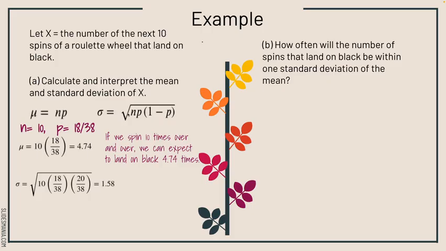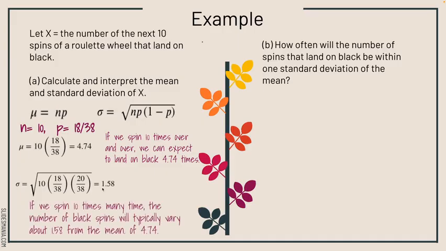Standard deviation, plug in the values in p and 1 minus p. We get 1.58. We need to interpret this as well. If we spin 10 times, many, many times, the number of black spins will vary about 1.58 from the mean of 4.74.